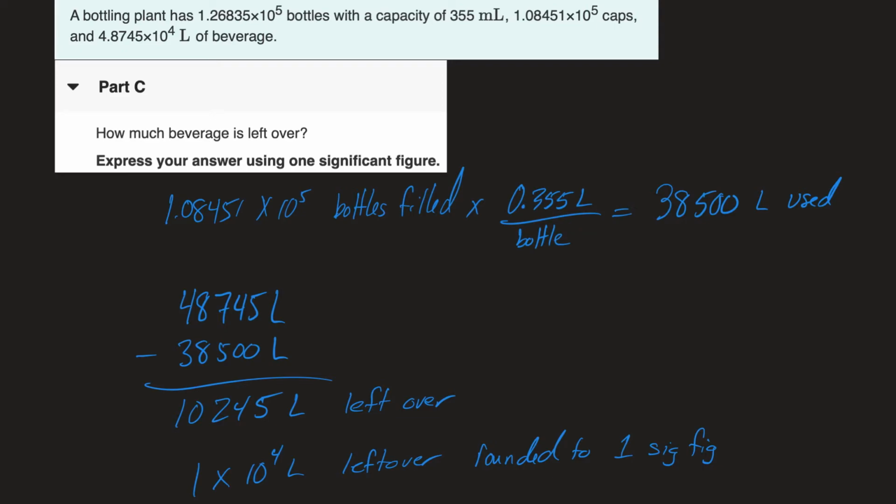In part C, now we're finding out how much beverage is left over. Well, based on the number of bottles filled, using the 355 milliliters per bottle, we calculate the volume of beverage that we're going to need. That is less than what we originally start with, which is 48,745 liters. And so the difference between those two, that's the amount left over, 10,245 liters. And again, they're asking here for 1 sig fig, so that's going to be rounded to 1 times 10 to the fourth liters. Again, an arbitrary number of significant figures.